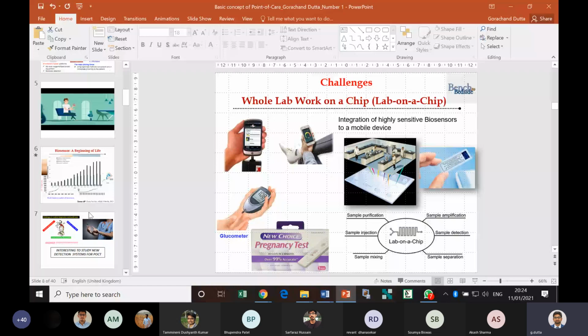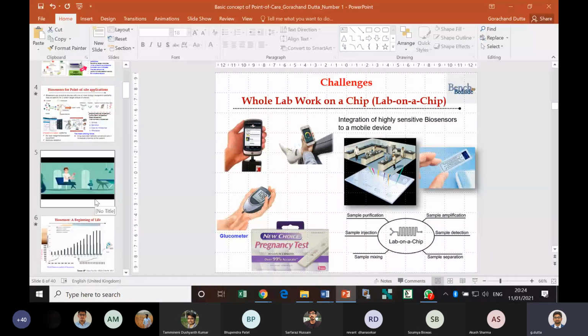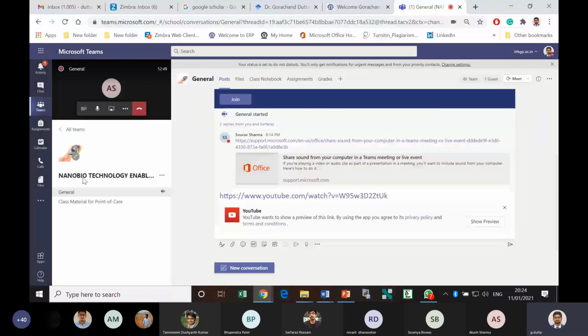Try to read it. I will also share a few books, some ebooks. I have also published a few books and some papers in this area. All kinds of study material will be available in Teams, in a channel called class material for point of care. You can find all the class material in this channel. Try to understand, and you can ask questions during the class also. We can discuss.